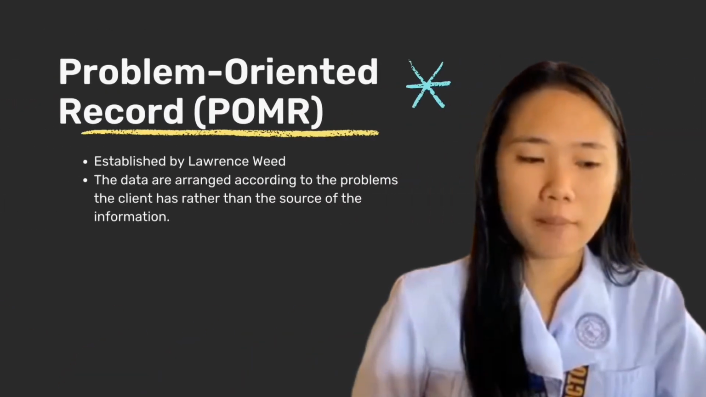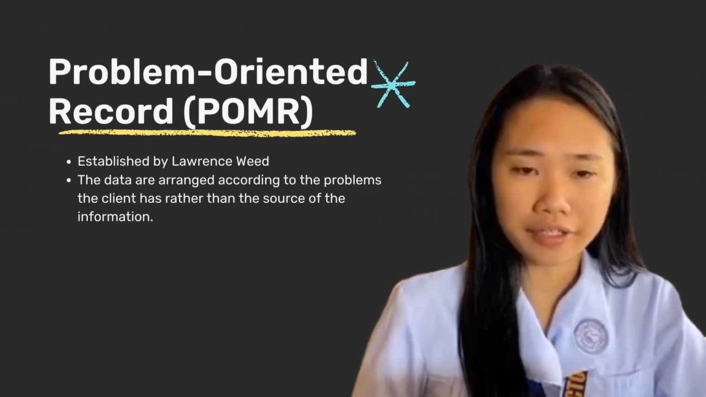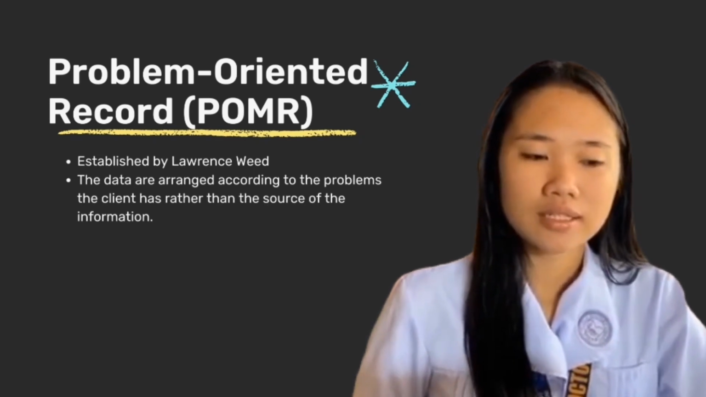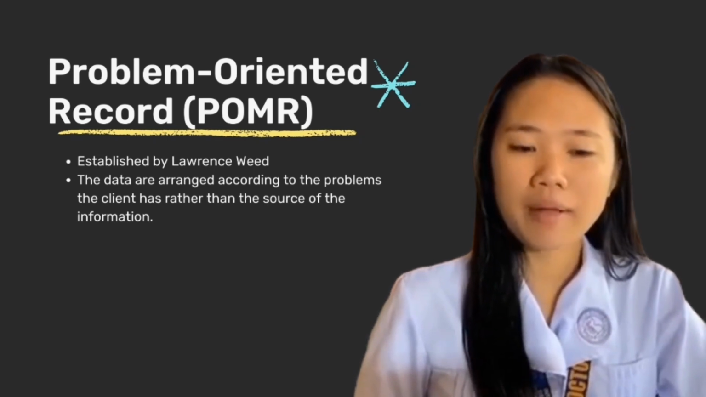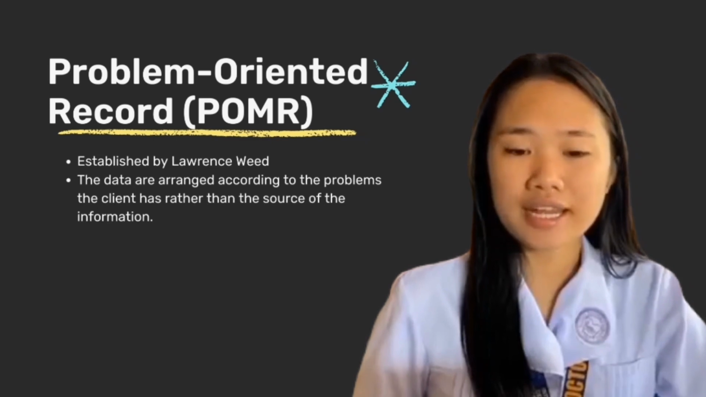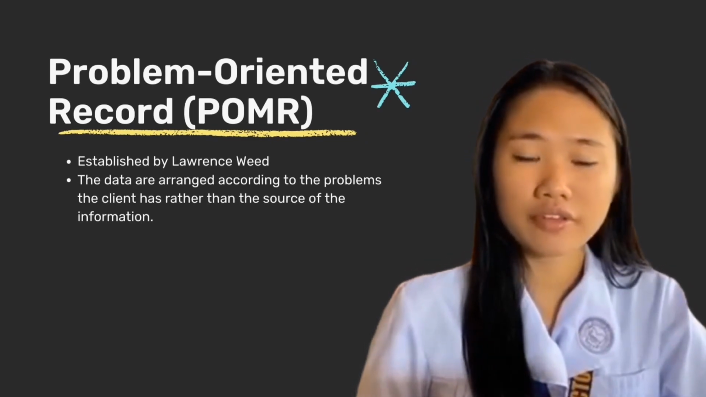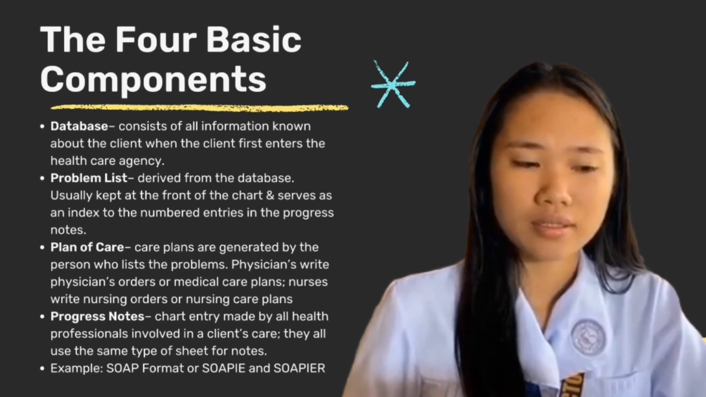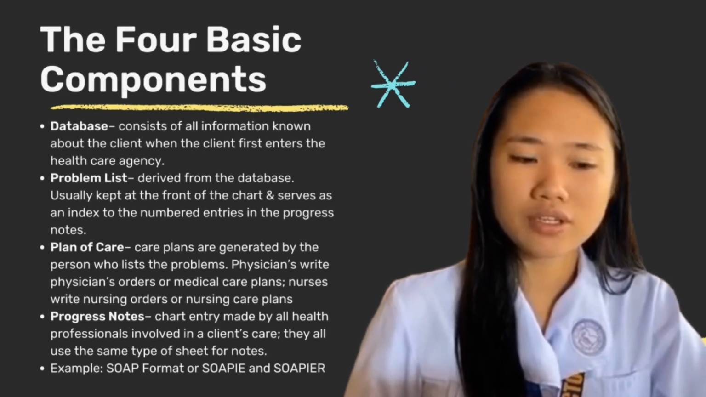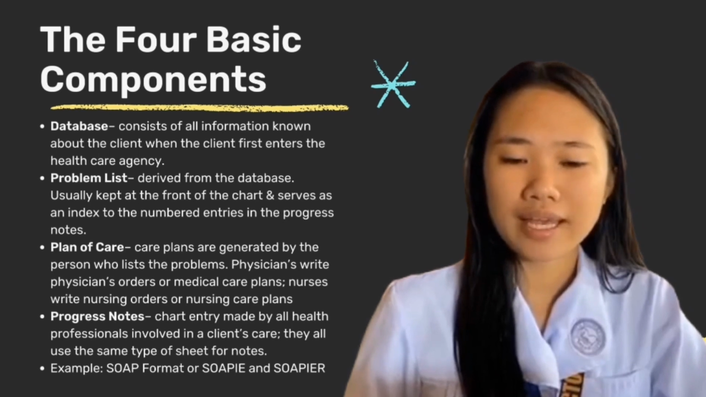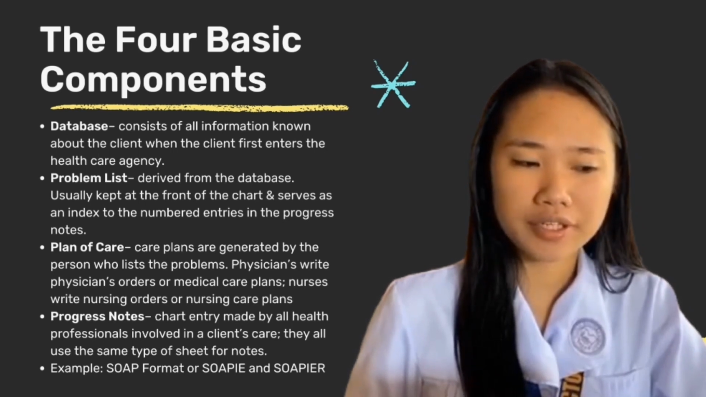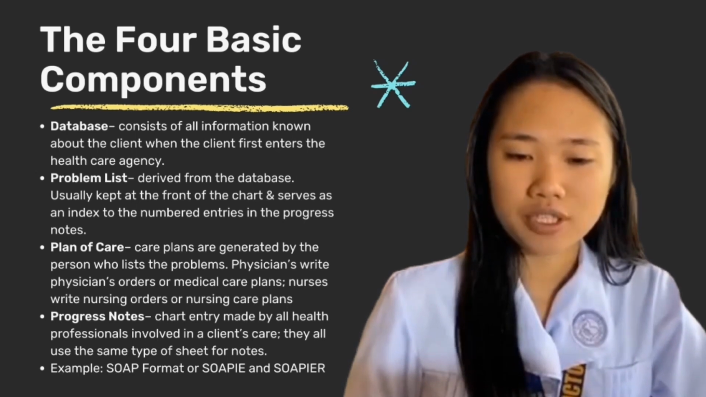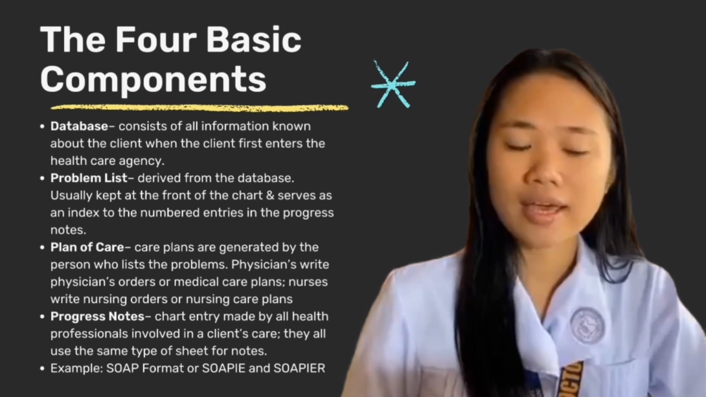Number 4, problem-oriented medical record, or POMR. Established by Lawrence Weed, the data are arranged according to the problems the client has rather than the source of the information. The 4 basic components. Database consists of all information known about the client when the client first enters the healthcare agency. It includes the nursing assessment, the physician history, and social and family data.